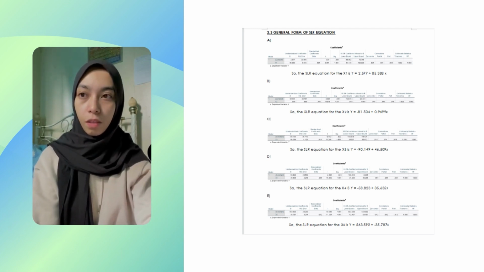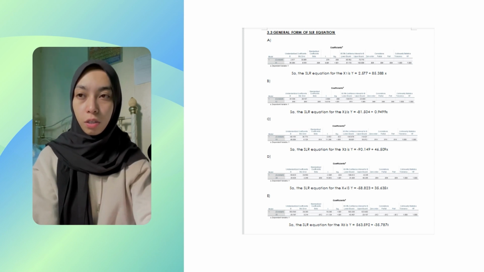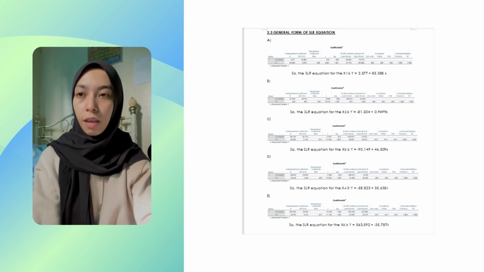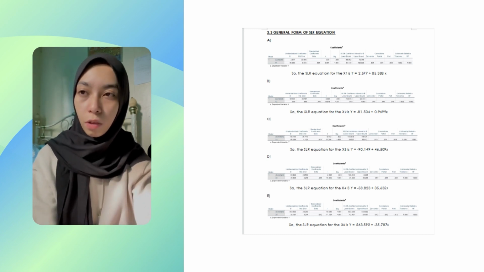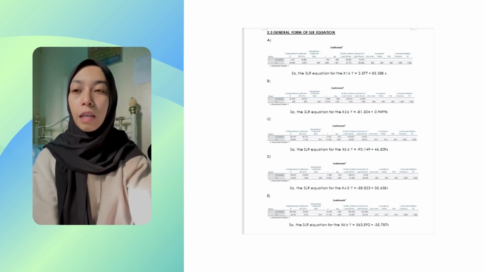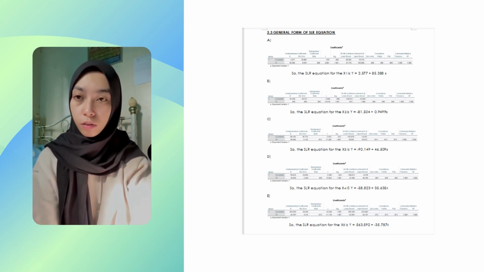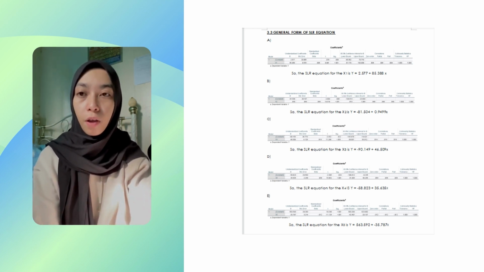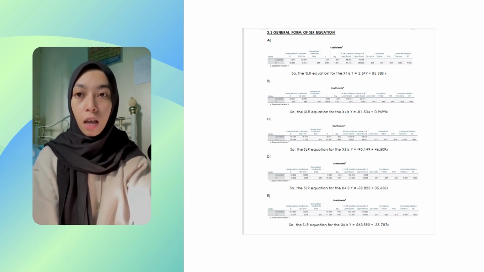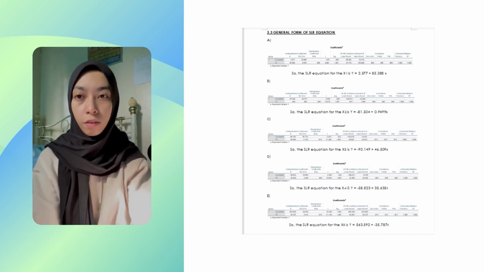Next one is the general form of the SLR equation. Based on the slide, it shows the SLR equation for x1 until x5. As we can see, the first one is x1. The SLR equation for x1 is y equals 2.577 plus 85.388.